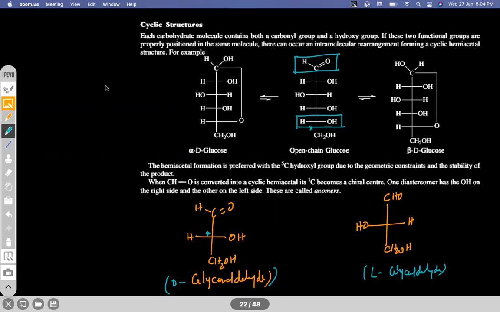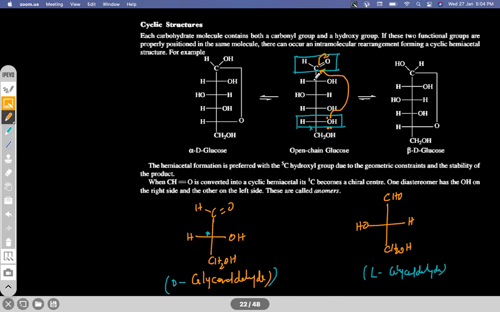Now, when you talk about Haworth structure, what happens in this, you see, the cyclic structure, this lone pair attacks onto this carbonyl carbon and shifts this electron pair this way.